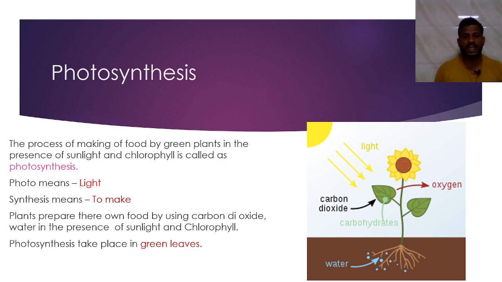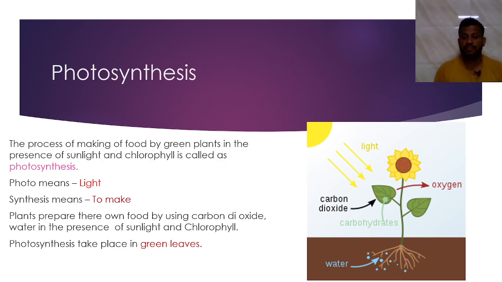In the picture we can see the components here: the carbohydrates, the sunlight, and the water. The water is absorbed by the roots of the plants and it reaches the leaves. The carbon dioxide is absorbed from the atmosphere by the small pores present in the leaves, which are known as stomata. By these, they absorb the carbon dioxide from the atmosphere, and the sunlight is absorbed by the leaves.